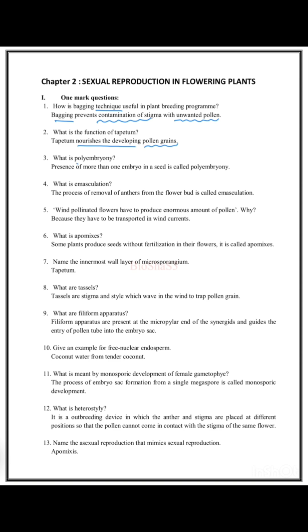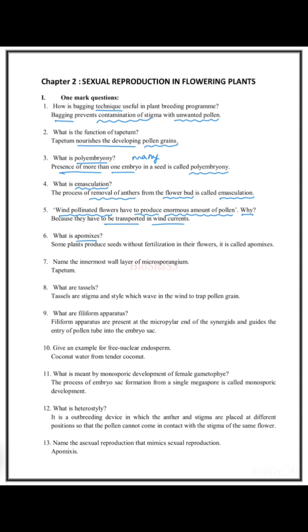What is polyembryony? Poly means many. Embryony means formation of embryo. So, the presence of more than one embryo in a seed is called polyembryony. What is emasculation? The process of removal of anthers from the flower bud is called emasculation. Wind pollinated flowers have to produce enormous amount of pollen. Why? Because they have to be transported in wind current.